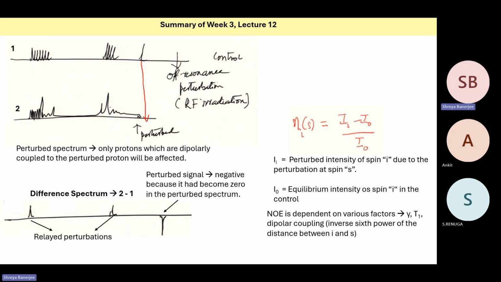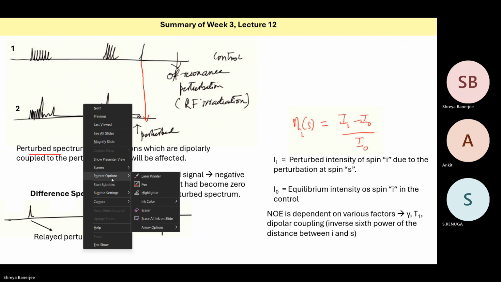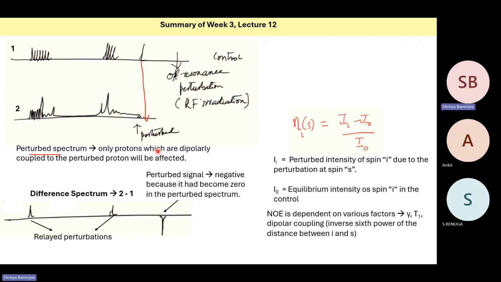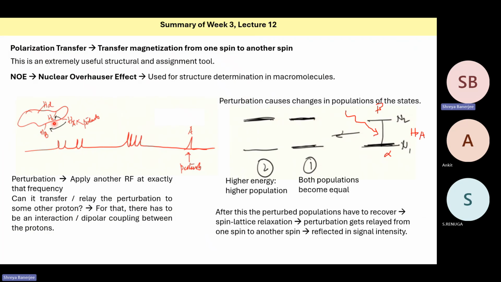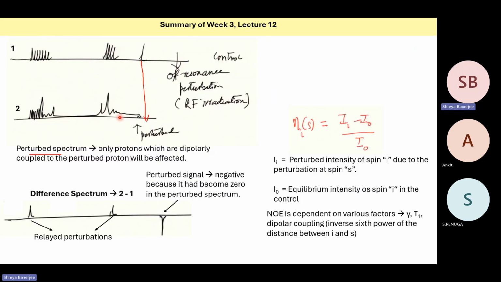And the signal of the other protons which are close to HA will also be changed. So this is called the perturbed spectra, where only the protons which are close to HA in distance, so imagine HB and HC here, they are close to HA in distance. So they will also get perturbed and their signals will change. But other protons have exactly the same signal in 1 and 2.